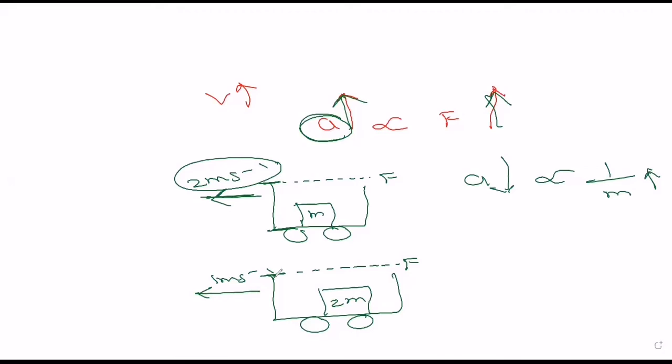So this is Newton's second law, children. Acceleration is directly proportional to unbalanced force and inversely proportional to its mass. Based on these two, we have constructed a formula: F = ma. F is unbalanced force, m is mass, and a is acceleration. Did you understand, children? Any doubts?